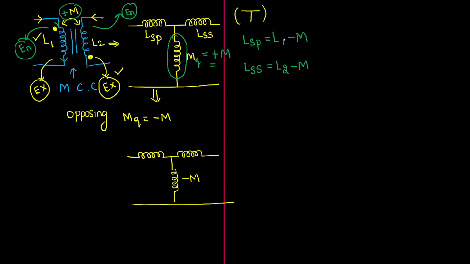And here, the self-inductance, I told you in place of M, I asked you to replace minus M. Then what will happen? Already one more minus is there. Minus into minus will become plus. So the value of self-inductance at the primary side will become L1 plus mutual inductance. Similarly, the value of self-inductance at the secondary side will become L2 plus mutual inductance.